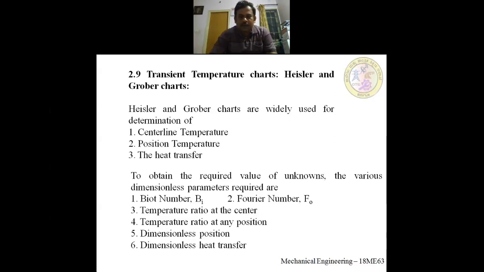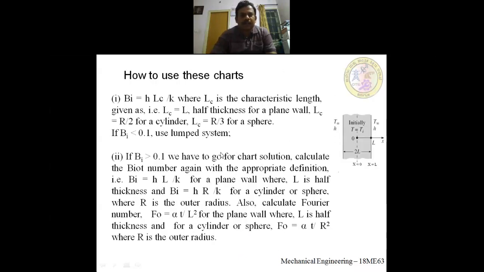Before we go for the charts, you should know the different dimensionless parameters used in the charts. The first one is the Biot number, which you have already come across. Second is the Fourier number, then the temperature ratio at the center, the temperature ratio at any position, the dimensionless position, and the dimensionless heat transfer. These parameters you should know. So how do we use these charts?